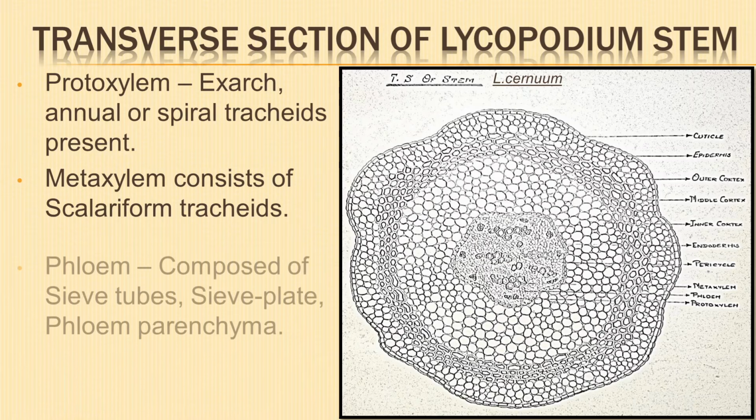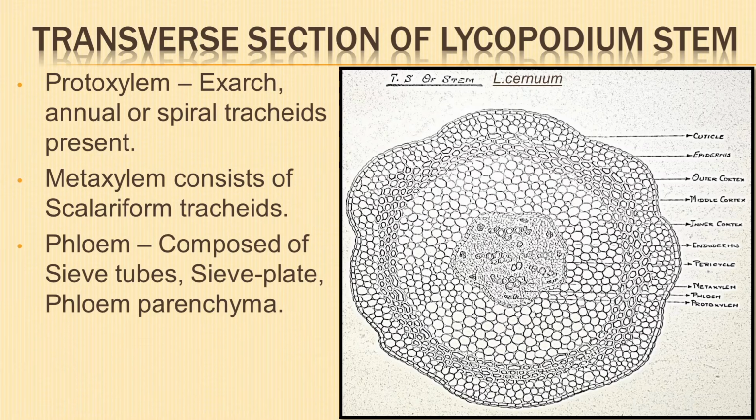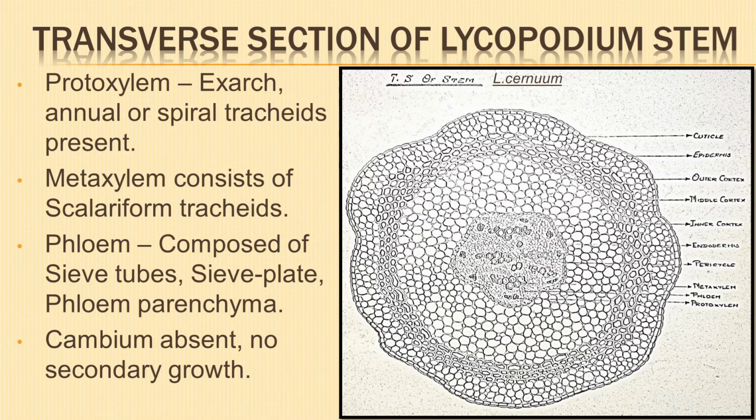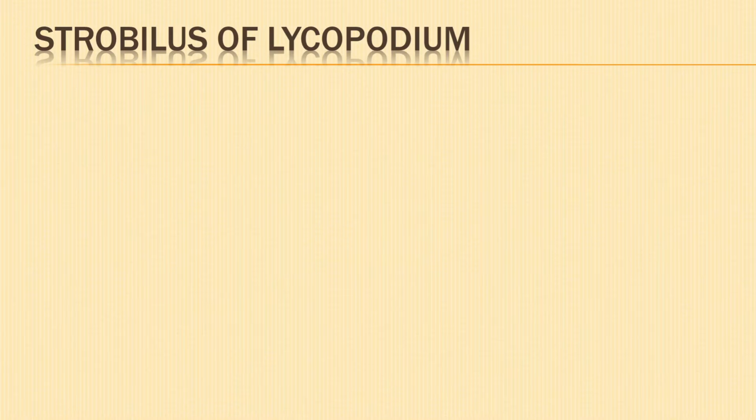The phloem is composed of sieve tubes, sieve plates, phloem parenchyma, but companion cells are absent. Since cambium, that is, meristematic cells which form secondary xylem and phloem, are absent in the stele, there is no development of secondary tissue. Next is the Strobilus of Lycopodium.